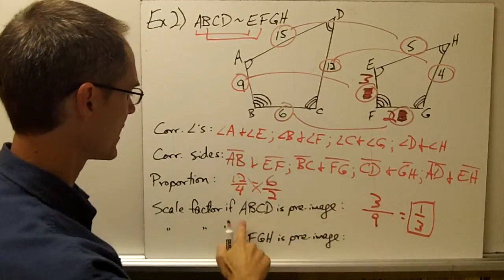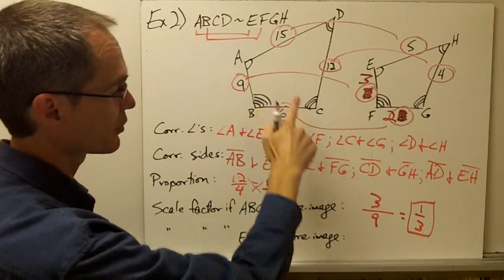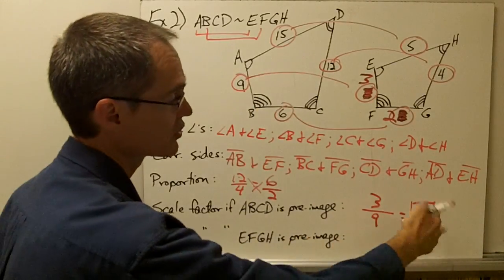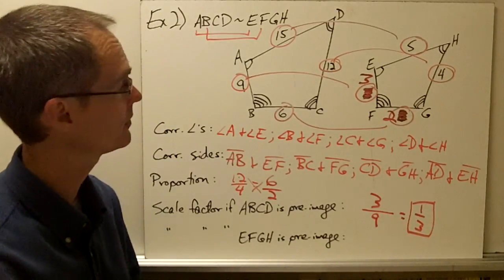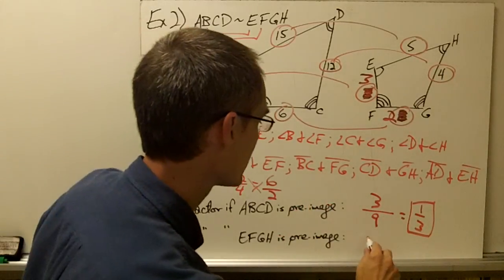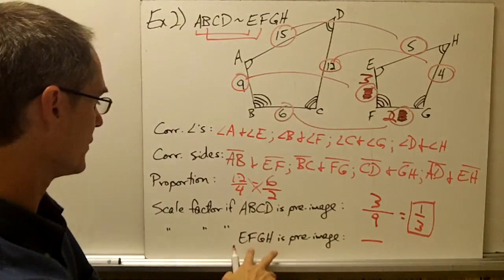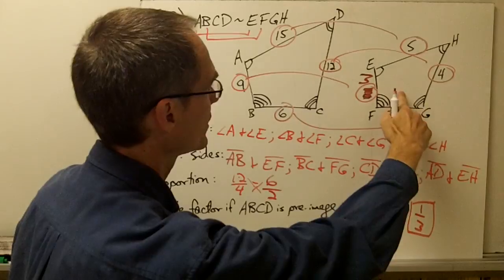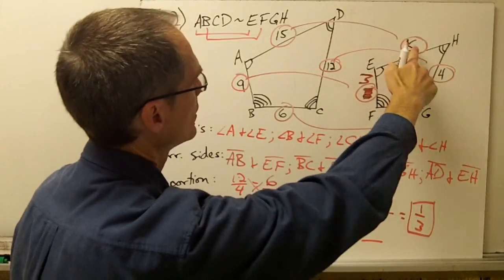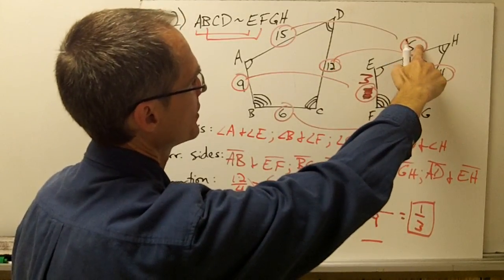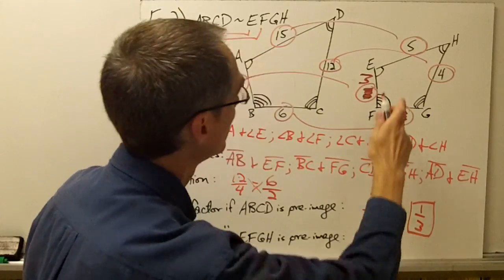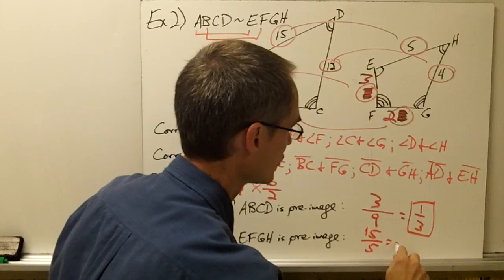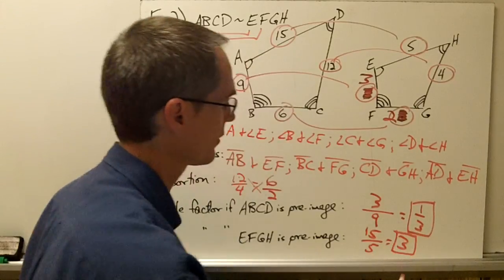Since I already know the scale factor with ABCD as a pre-image is 1/3, I know that the scale factor if EFGH is a pre-image must be the reciprocal of that, which is 3. I could also set up the ratio and put the pre-image side on the bottom. EFGH is my pre-image. Let's use this pair of corresponding sides. I'll put this on the bottom, which is 5, and its corresponding side on the top, that's 15, and sure enough that turns out to be 3.